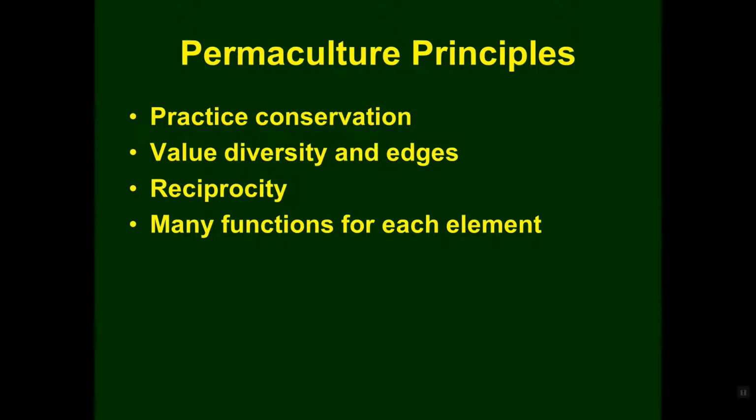Many functions for each element, meaning an element is just one object or little structure in a design. So an element could be a chicken coop, or a raised bed, or a pond. Let's take a pond, for example. Instead of just having a pond that looks pretty because you like to look at water, you might say, let's have that pond also have some fish in it, maybe tilapia, so you can eat those fish. And also, you could grow blueberries around the edge of the pond. So the pond is serving a number of functions.